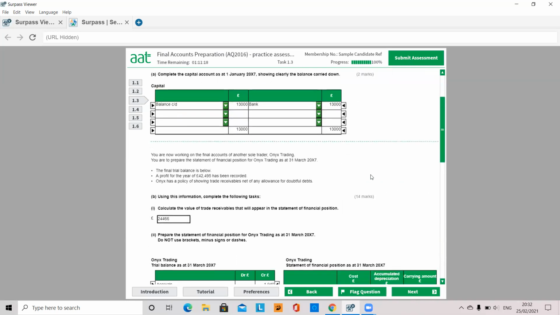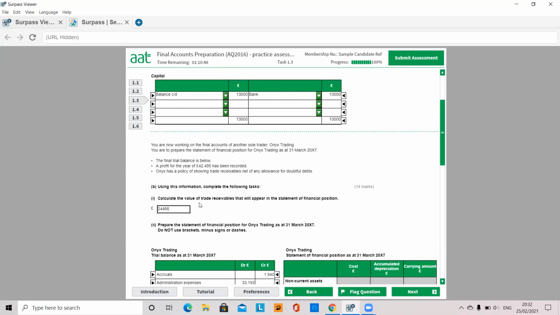The next one says you're now working on the final accounts of another sole trader, Onyx Trading, and you are to prepare the statement of financial position for Onyx Trading at the 31st of March 2007. The final trial balance is below. A profit for the year of £42,495 has been recorded. Using the information, calculate the value of trade receivables that will appear in the statement of financial position.